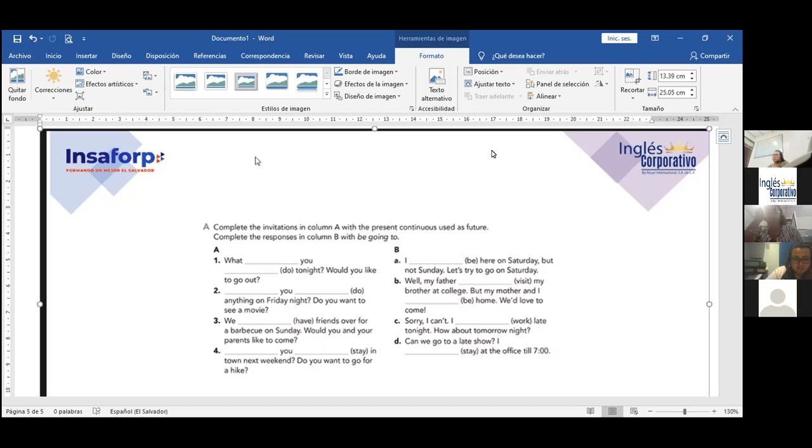Es que las respuestas, si ustedes dicen, completa la invitación en la columna A with the present continuous. Use a future. Complete the responses in column B with be going to this. Entonces, si es con going to, la primera respuesta de la primera pregunta, que sería la A, sería I'm going to. I'm going to be here on Saturday.